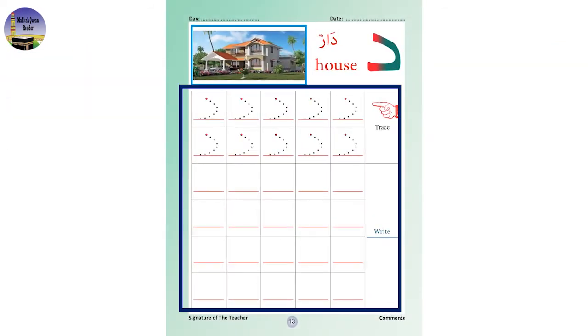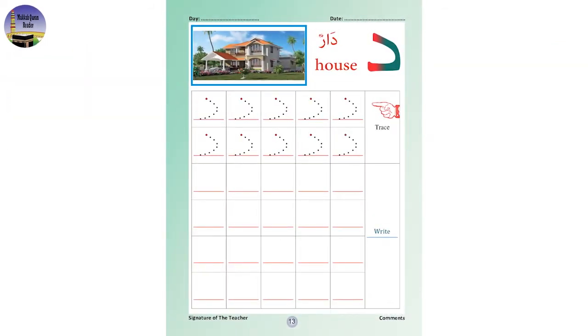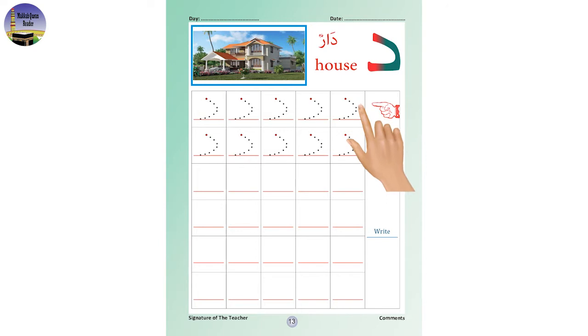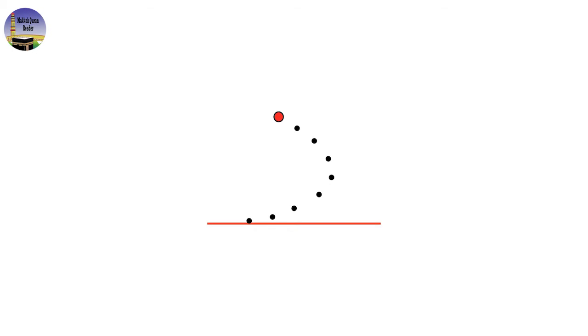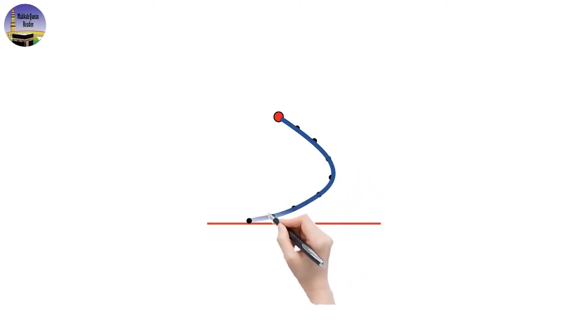Now we will join the dots of dal. How to write dal? There is a finger. It's shown you that Arabic starts from the right side. First one. Start from the red dot. Then slide down. Make a big curve in the left. And touch the red line.